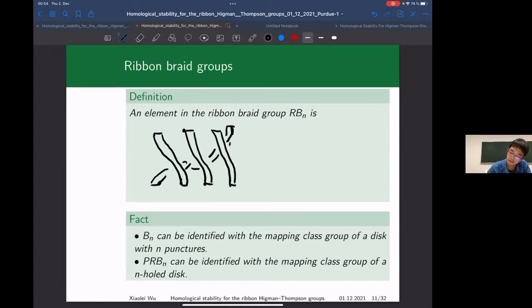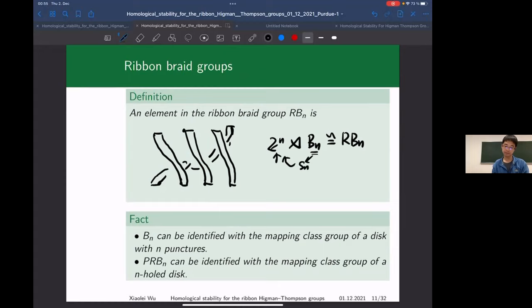And to make our life easier, we assume that the number of twists of a band has to be a multiple of a full twist. Then you can show that the ribbon Thompson group is isomorphic to a braid group semi-direct product with Zn, where this Zn is coming from the twist number of each band, and the braid group acts on Zn by factoring through the permutation and then permuting the coordinates.